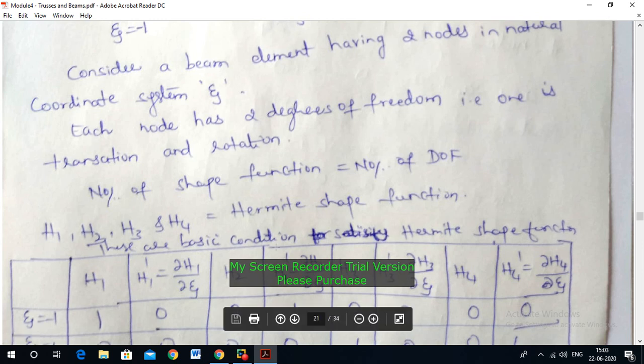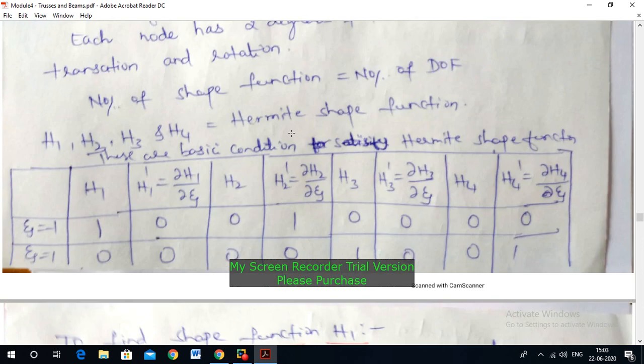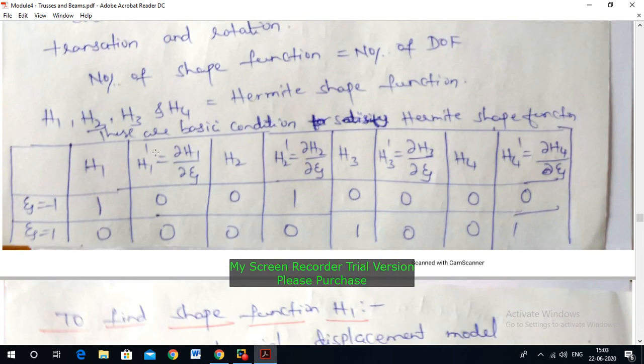These are the basic conditions that the Hermite shape functions should satisfy mathematically. And the boundary conditions for the beam element I have tabulated. This is the table I have written in these notes.